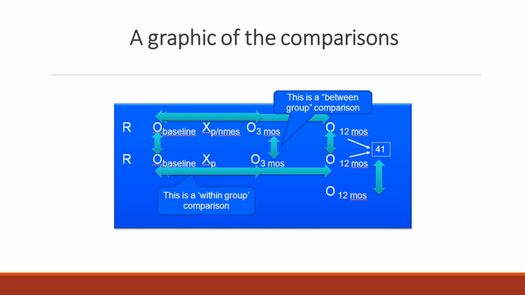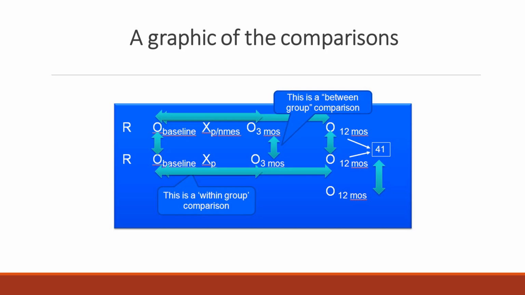This schematic depicts a research notation of a study with two treatment groups and one control group. Each treatment group is represented by a capital R. The top R is a group that receives neuromuscular electrical stimulation, and the bottom R is a group that receives progressive quad strengthening. The control group is at the bottom and receives no treatment.